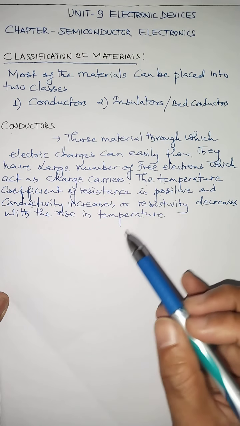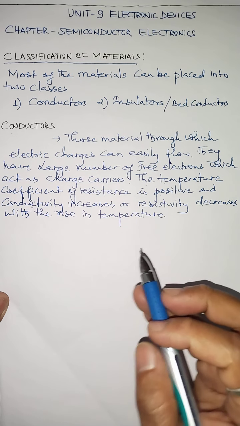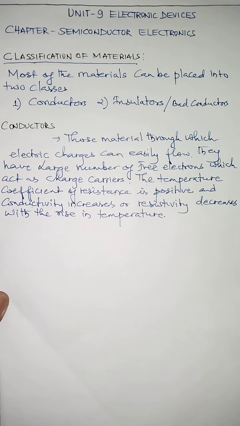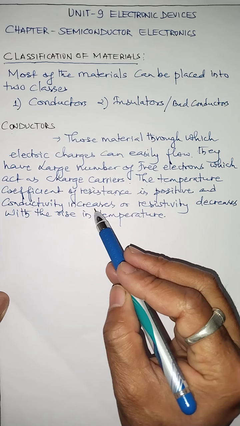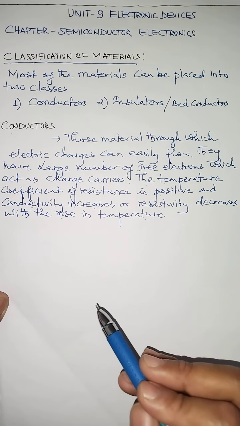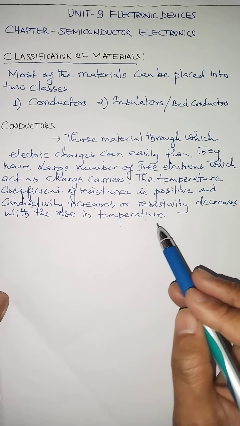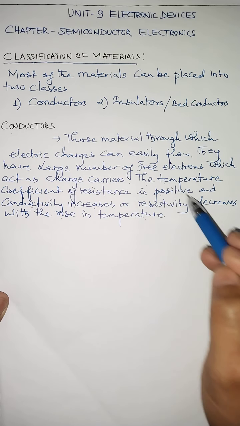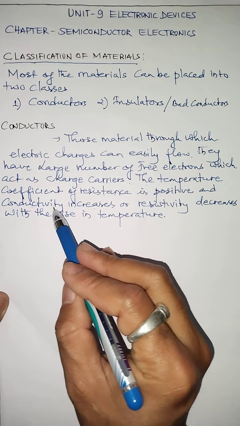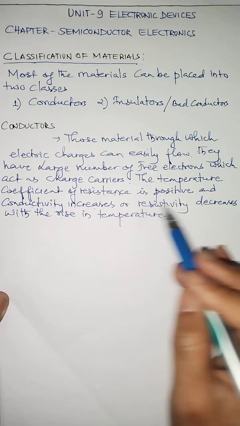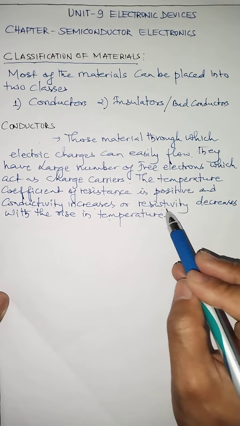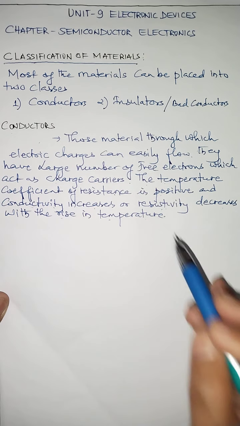A conductor also has conductivity. Conductivity means the ability to allow the charge to flow. The conductivity of a conductor is usually high, and it can even increase with the rise in temperature. But there is another factor which decreases: resistivity. You have learned this term, resistivity or specific resistance, which is opposite to conductivity, because conductivity and resistivity are reciprocal to each other. The resistivity of a conductor depends upon the temperature, but it decreases with the rise in temperature.